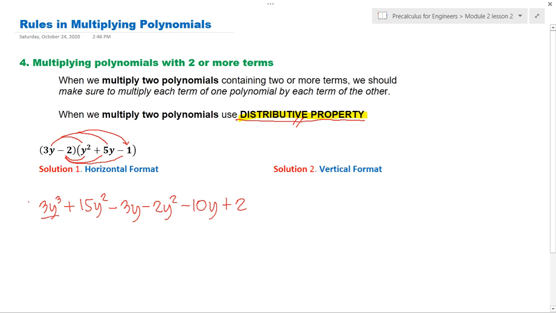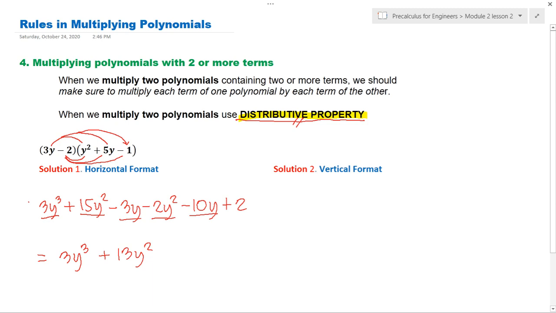For y cubed, we only have 1. So, just write it down. 3y cubed. How about for y squared? So, 15y squared and negative 2y squared. So, we have positive 13y squared. How about negative 3y and negative 10y?